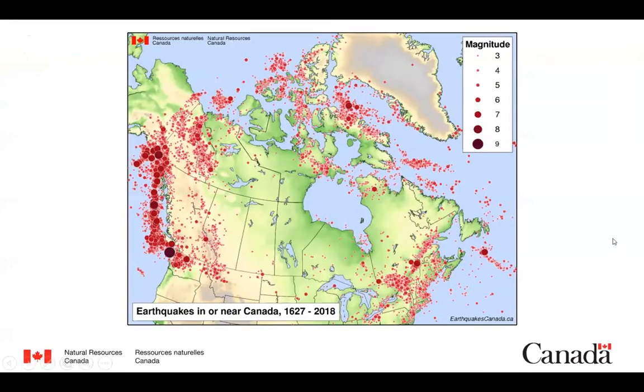A map we like to show is a map of recorded earthquakes in Canada. Your eyes will immediately focus on places where there's a lot of bright red. Of course, Western Canada is a hotspot of this, but Southeastern Canada is also a region where we get earthquakes, and we'll go a little bit through detail as to why we believe this is the case.